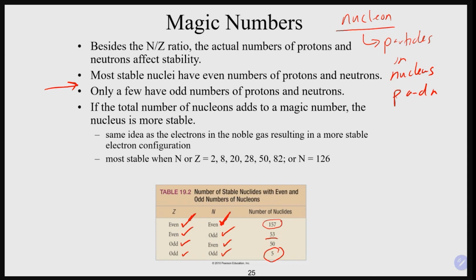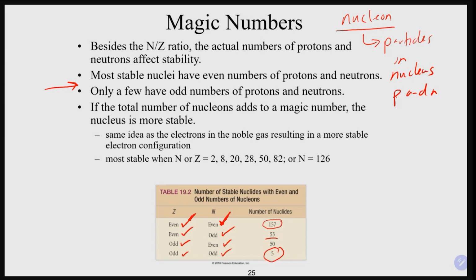So if the total number of nucleons do add up to some magic numbers, then the nucleus is more stable, kind of like noble gas configuration with electrons. You know, if you hit that kind of noble gas, you're in stable configuration. So things are most stable when either the neutrons or the protons are 2, 8, 20, 28, 50, 82, and your mega number of 126 there, are sort of stable arrangements.